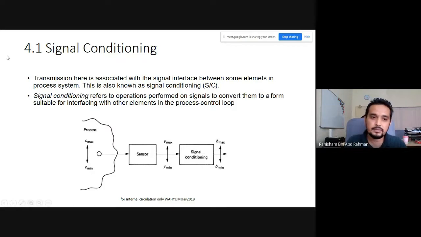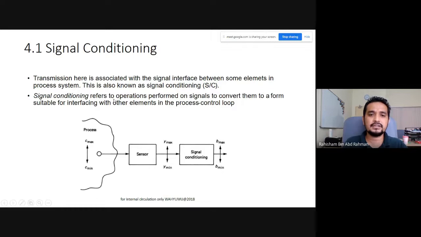You can see here, transmission associated with the signal interface between some element in the process control. Some elements does not necessarily mean the control room. It could be a sensor with the control room, or a sensor with the actuator. Any combination of the elements in the process control. This is what we call signal conditioning.